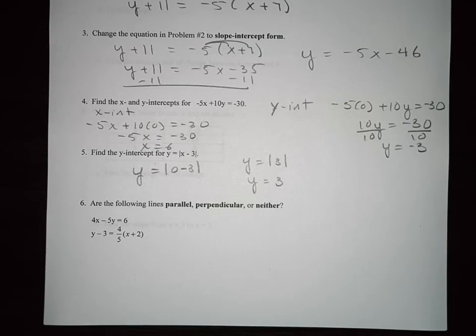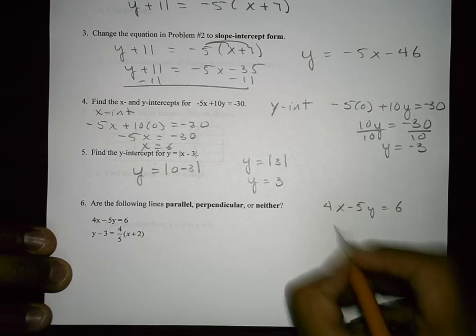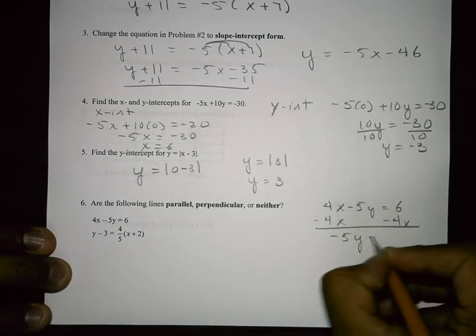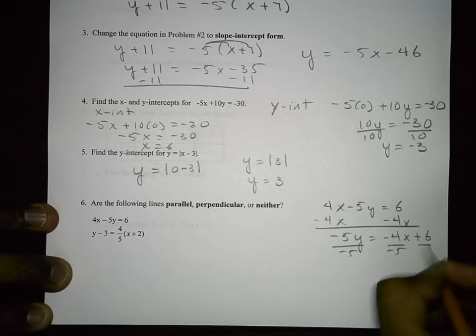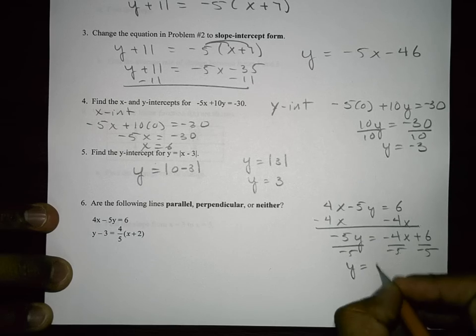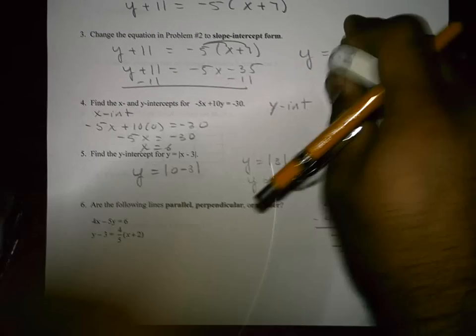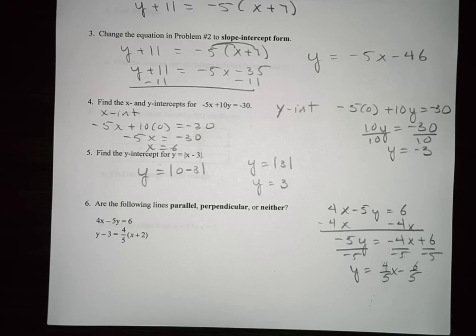Okay. Are the following lines parallel, perpendicular, or neither? Well, to do this, I've got to get everything in slope-intercept form and look at the slopes. So I'll take this first. I'm going to come over here, give myself some room to work. Solving for y. Negative negative is a positive. Oops, sorry, not 4 over 5. Minus 6 over 5. And the fact that's a fraction is not a big deal. I'm only looking at the slopes.